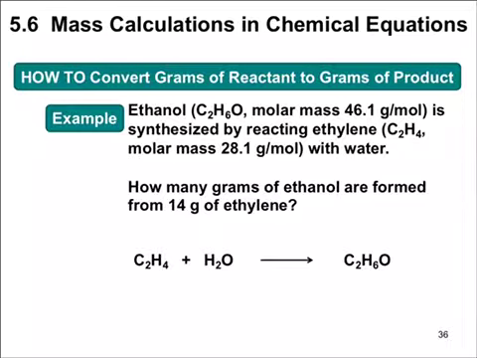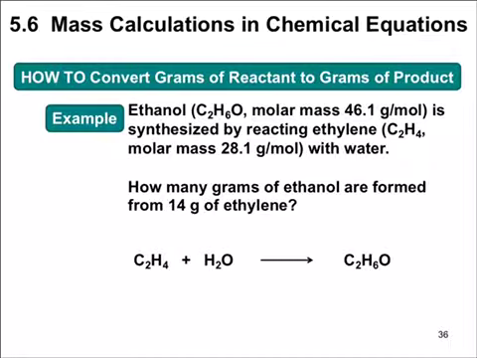So let's start the second half of the lecture doing a mass-to-mass style problem. The example is ethanol, with a molar mass of 46.1 grams per mole, is synthesized by reacting ethylene, C2H4, with a molar mass of 28.1 grams per mole, with water. How many grams of ethanol are formed from 14 grams of ethylene?